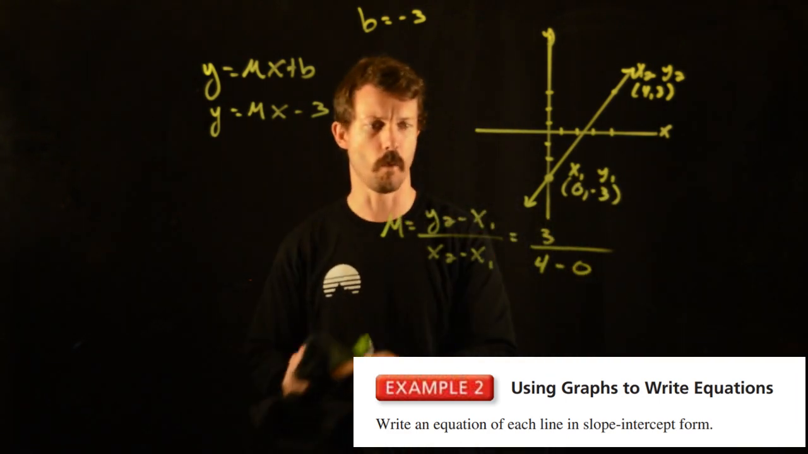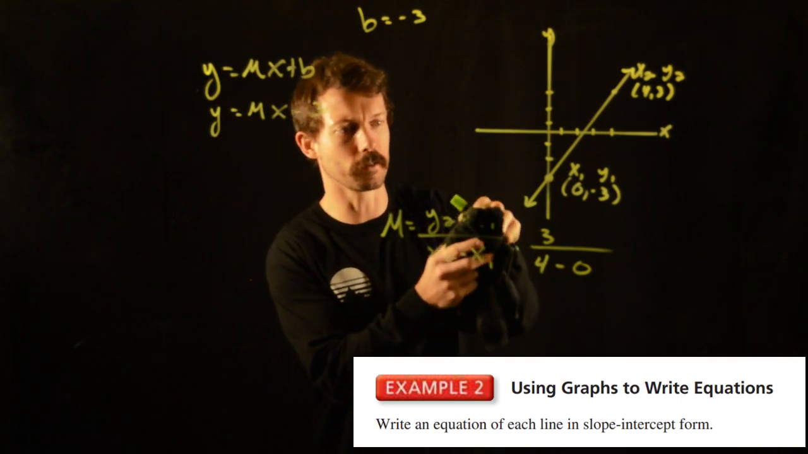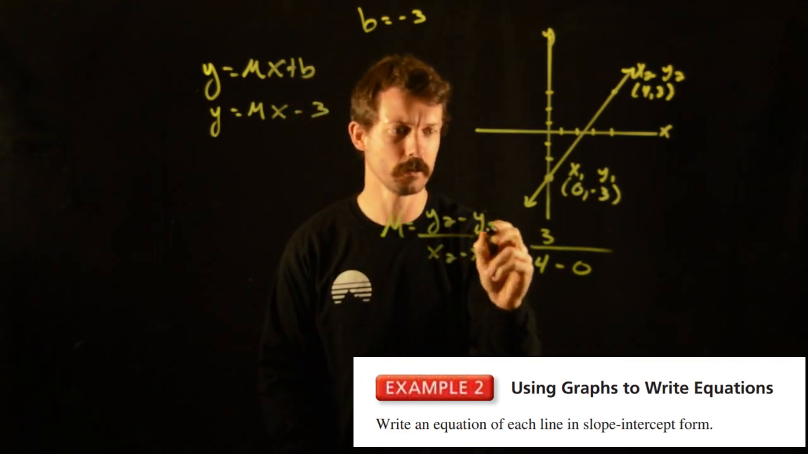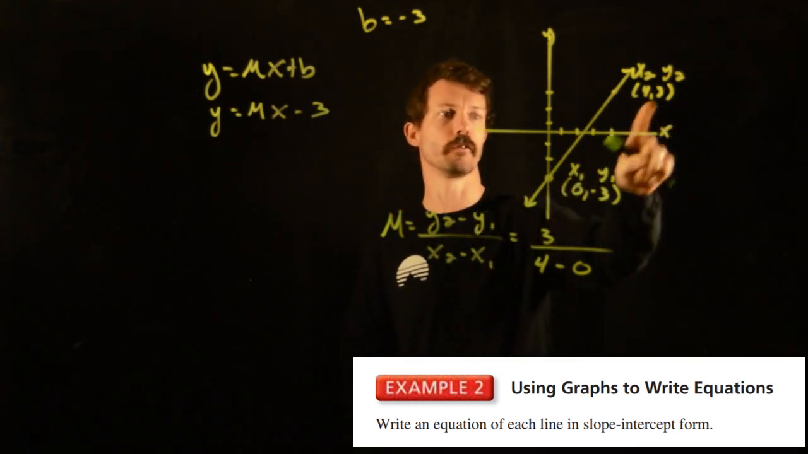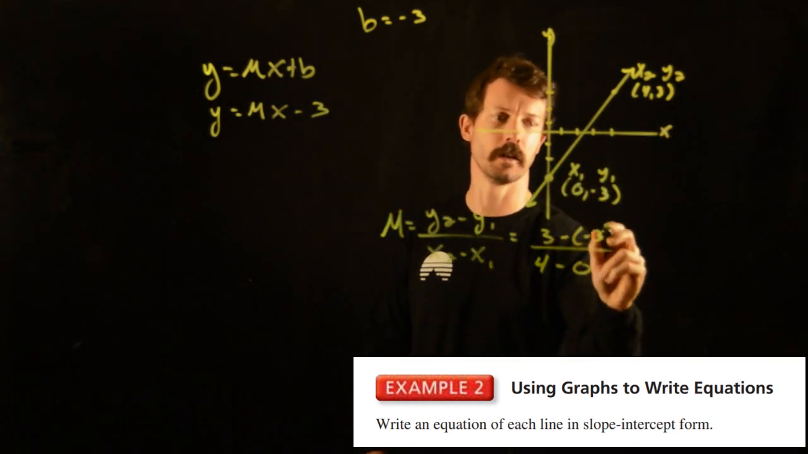This should have been y sub 1. So hopefully you guys caught that. And you're like, Mr. Deshler, you're yelling at your screen. Y sub 2 minus y sub 1, so it would be 3 minus -3.